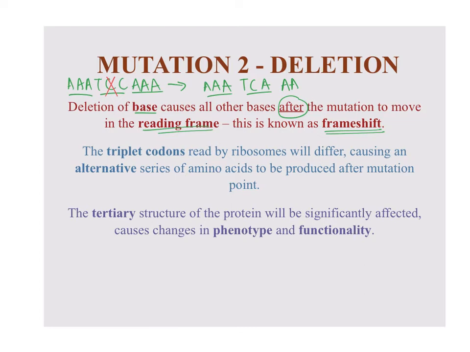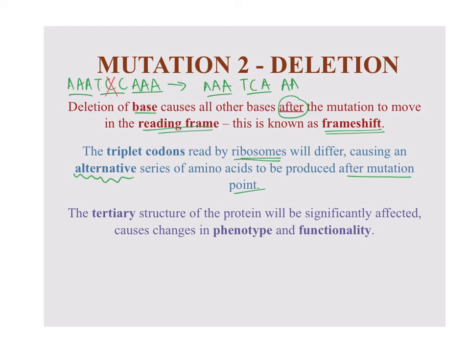Now the triplet codons after the mutation read by the ribosomes are going to be different, potentially. Okay, remember we could have silent mutations, but if it's happening to all of the amino acids after that point of deletion, so the frame shift mutation, it's highly unlikely that all of the codons after that point of mutation are going to be silent mutations. It's not going to happen. Okay, so the triplet codons read by the ribosomes after that point will differ, causing an alternative series of amino acids to be produced after the mutation point.